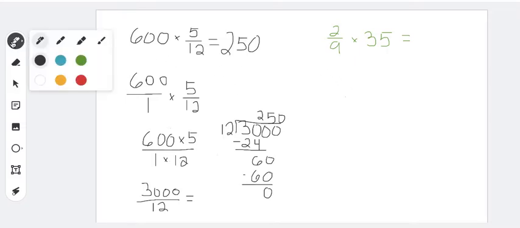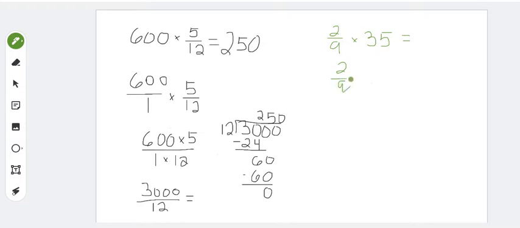Now let's try 2/9 times 35. Again, I'm going to take my 35 and make it into a fraction. So it's going to be 2/9 times 35 over 1. That's going to be numerator times numerator over denominator times denominator. And 2 times 35 is going to be 70. And 9 times 1 is 9.